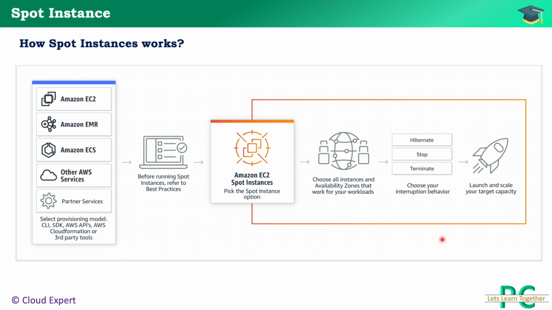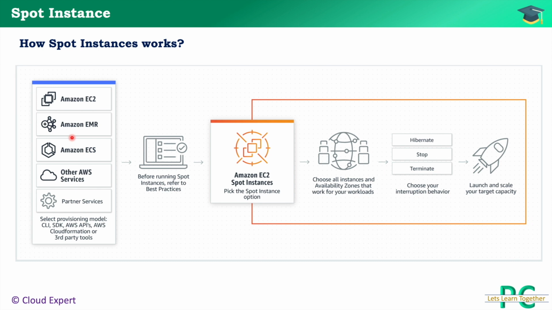Now let's review how spot instances work. Maybe you have a variable EC2 workload that can sustain interruption. Maybe you want to do some data analytics workload, or maybe you have a container workload.